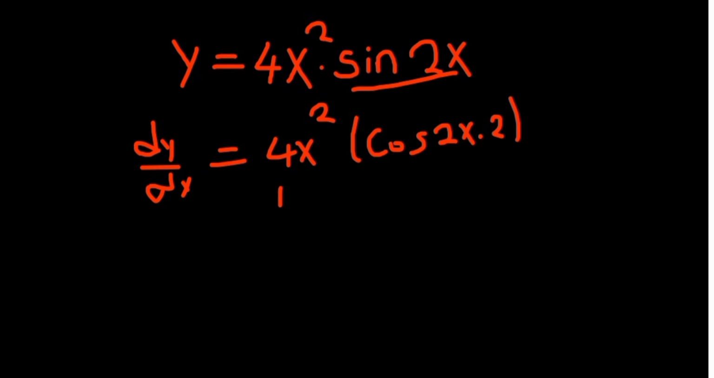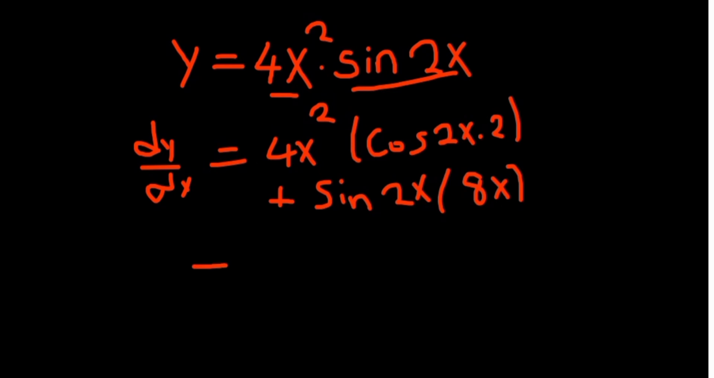Then of course you're supposed to add again. This time around we're going to start with our u, which we're calling sine 2x. Then this time it should be multiplied with the differential of the first part. The differential of 4x squared is going to be 8x. So when we simplify this, the first part, 4x squared by what's inside the brackets, we're going to multiply it with a 2. It becomes 8x squared cos 2x.